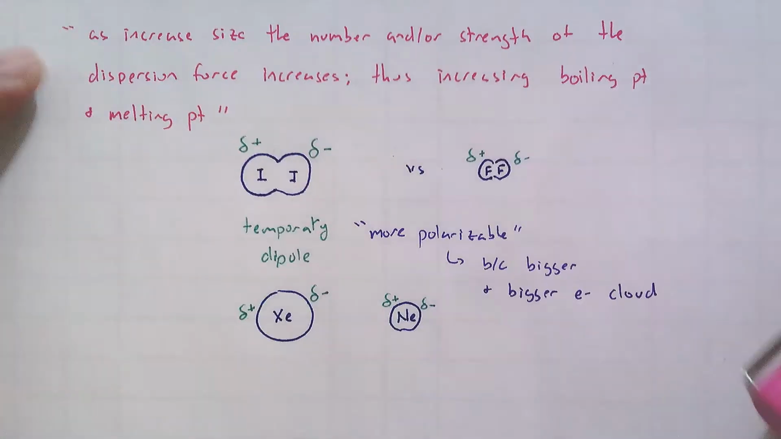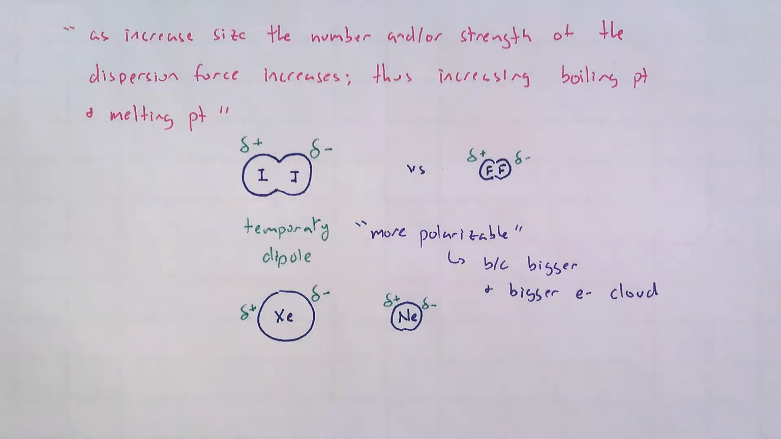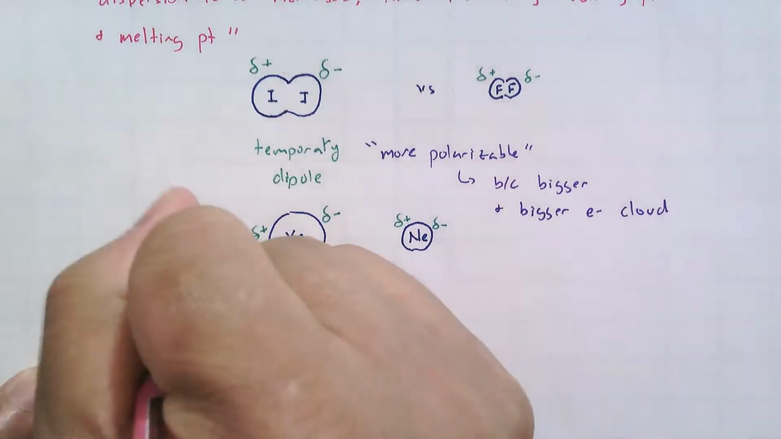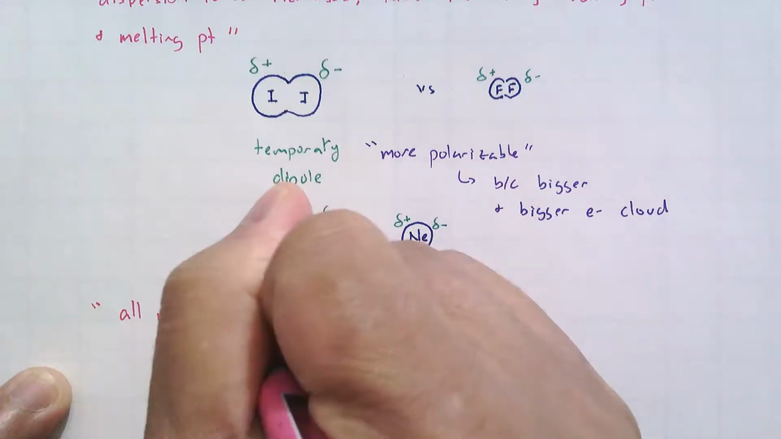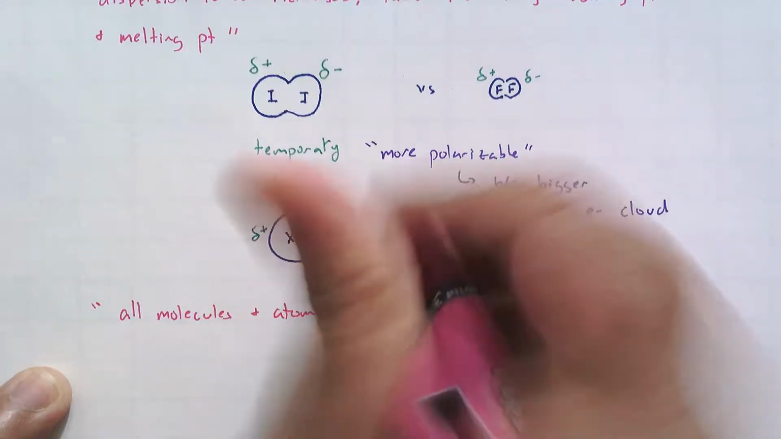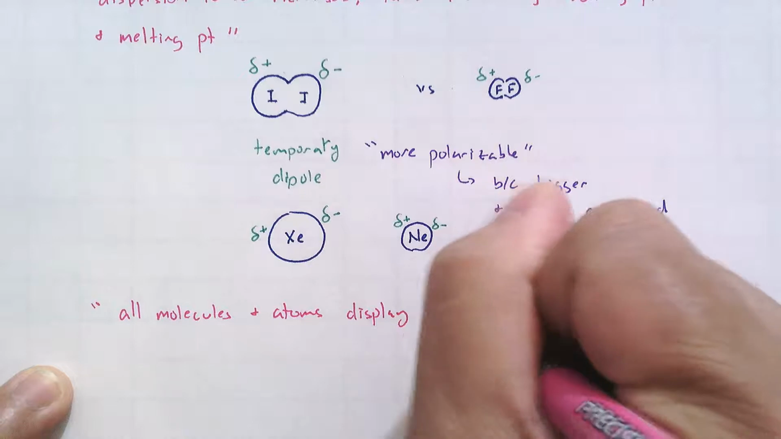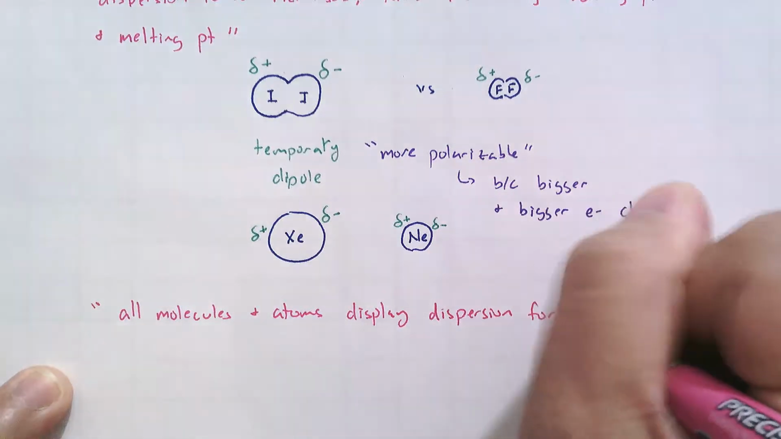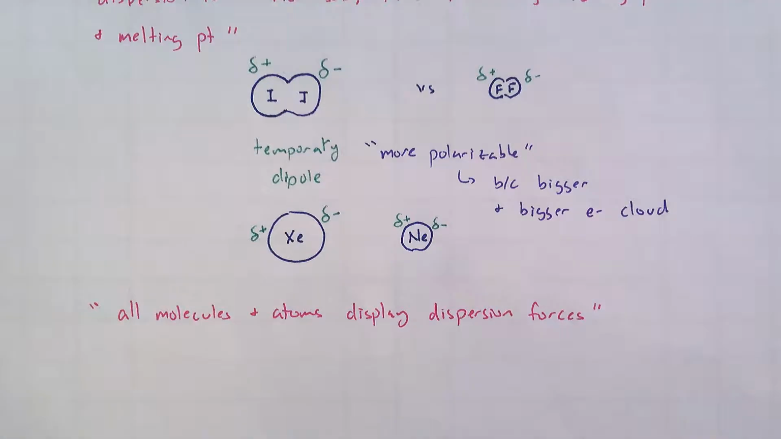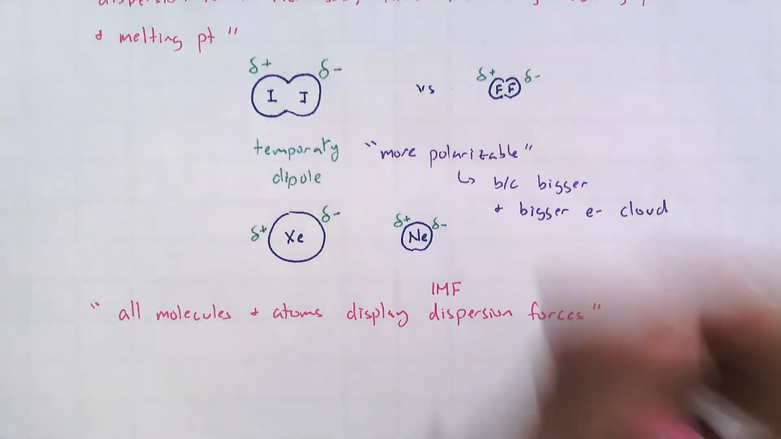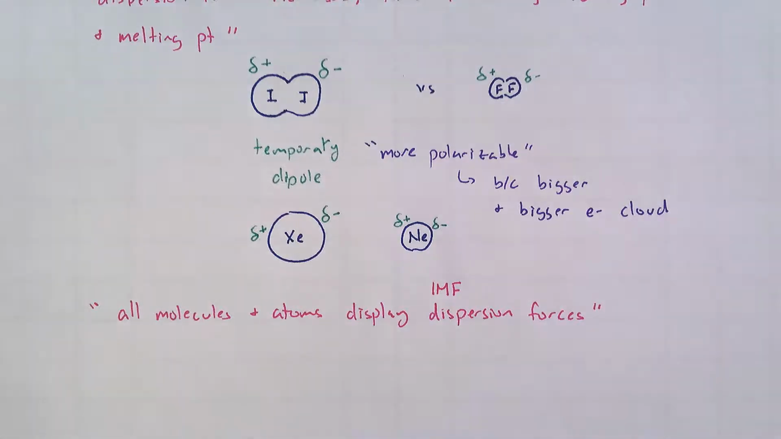We've had two phrases so far that are in pink. Let me give you a third one before we get to the next IMF. And that is all molecules and atoms display or have dispersion forces. And if it's nonpolar, remember that the only IMF is dispersion forces. Okay, let us move on to B.